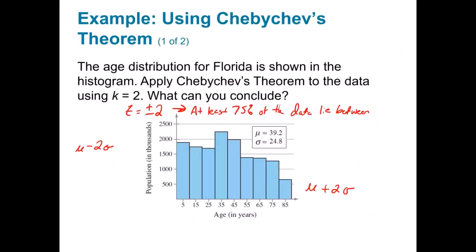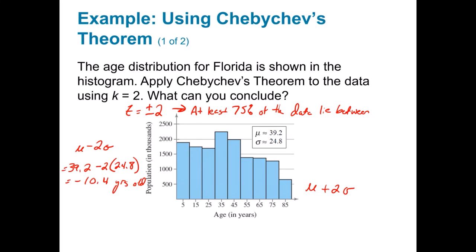So in this case, that means our lower bound for this interval, where at least 75% of our data lies, is going to be our mean of 39.2 minus 2 times 24.8. And so if we calculate that, what do you get? You get negative 10.4. And we're talking about age here, so that's negative 10.4 years old.